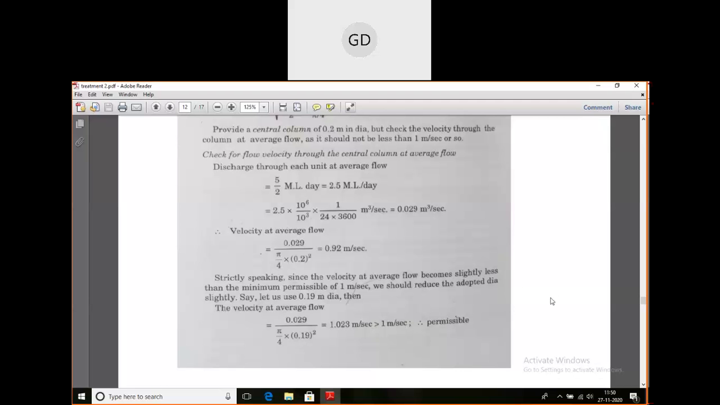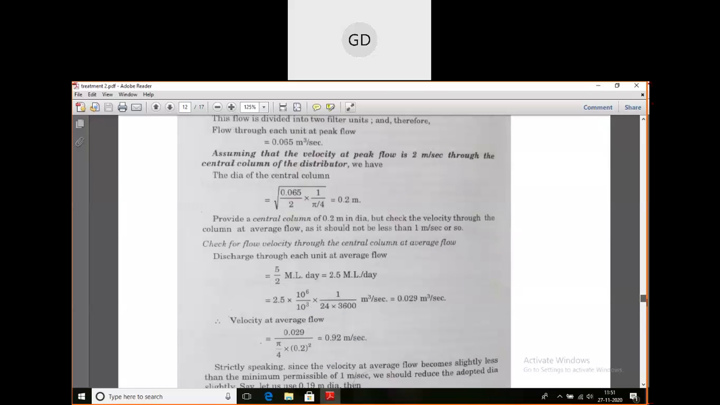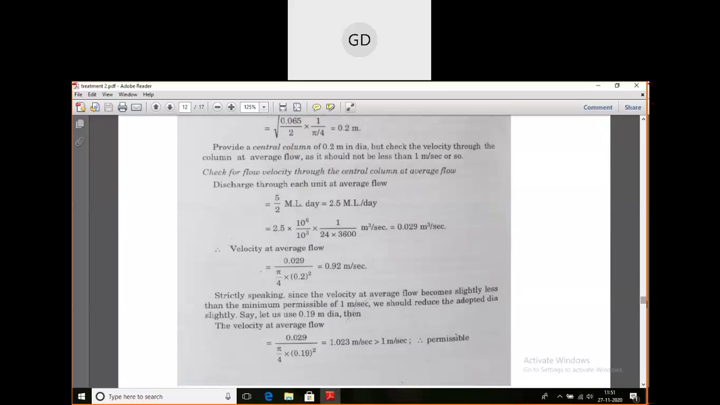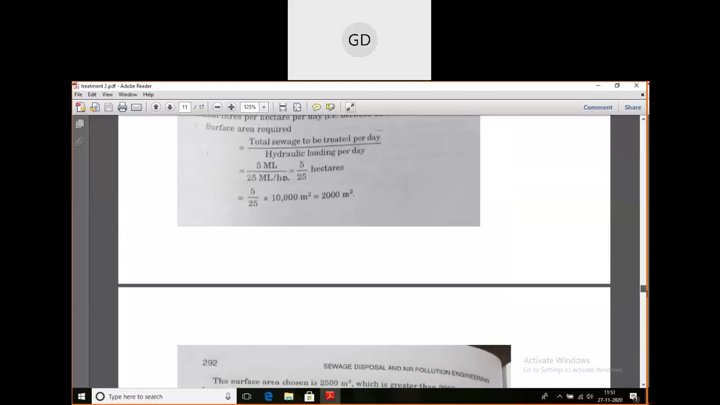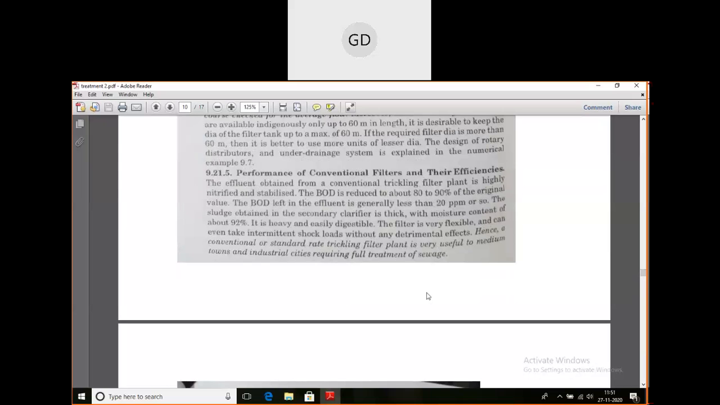Now this numerical is almost complete, but I didn't have the next page with me right now. So next class, I will be completing this numerical. Some little part is left. We will complete that, and I will share this PDF with you also.